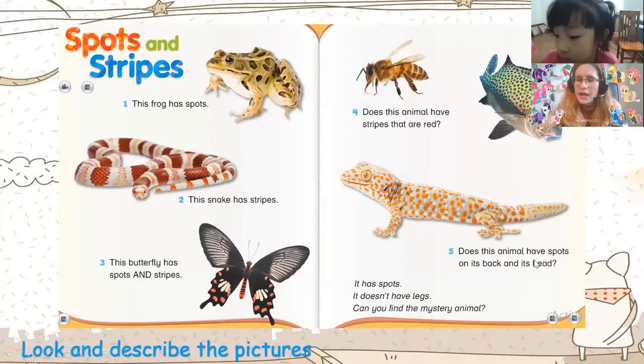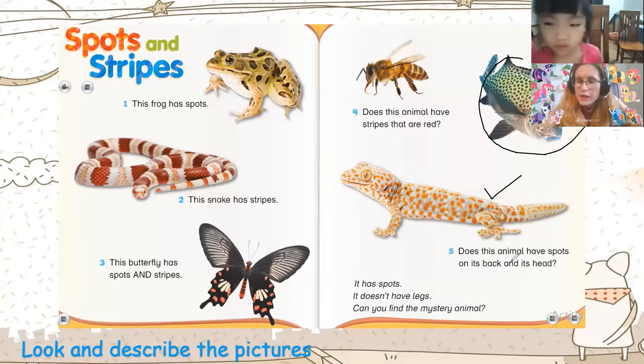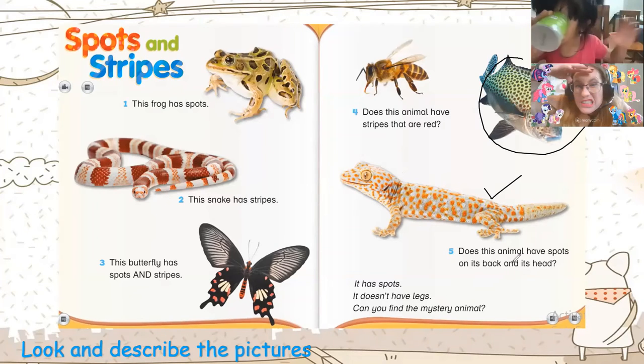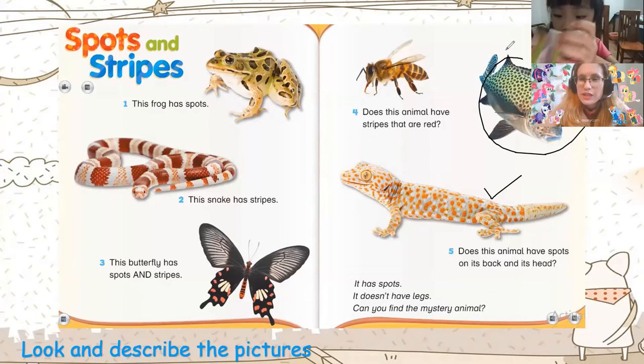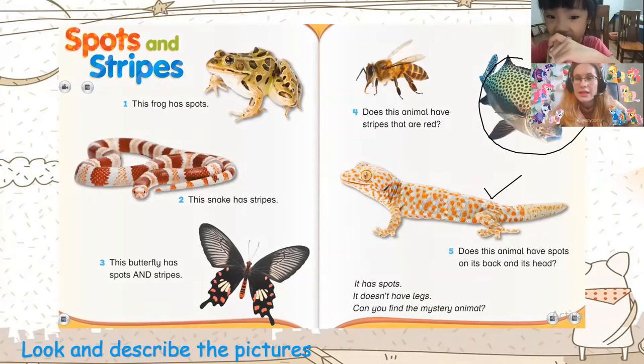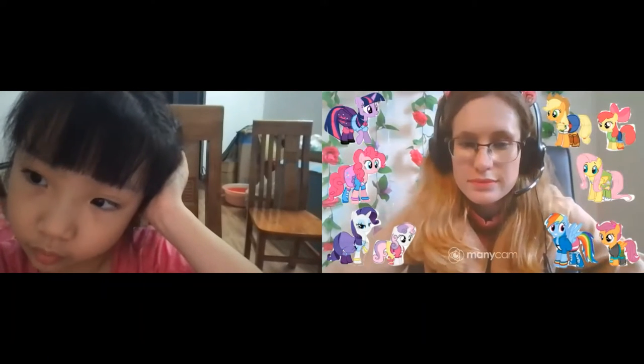Okay, does this animal have spots on its back and its head? Number five, let's see. Yes. Does this animal have spots on its back and head? Yes or no? Look at this fish with all the spots. Yes. Yes, okay. It has lots of spots. Lots and lots of spots. Good work. All right.